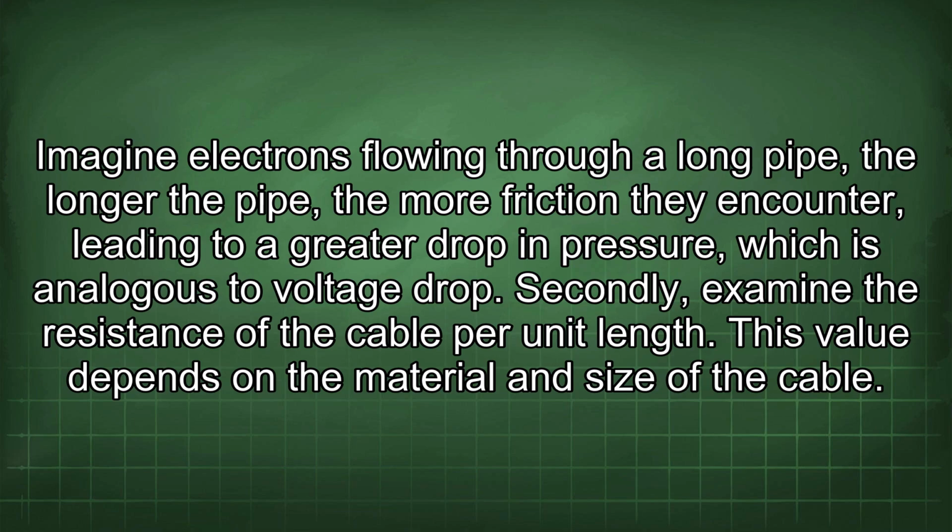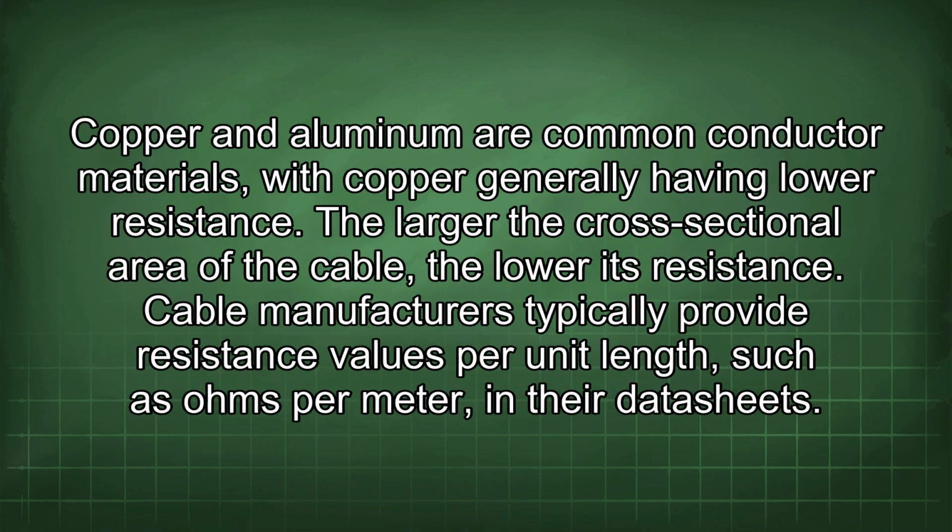Secondly, examine the resistance of the cable per unit length. This value depends on the material and size of the cable. Copper and aluminum are common conductor materials, with copper generally having lower resistance. The larger the cross-sectional area of the cable, the lower its resistance. Cable manufacturers typically provide resistance values per unit length, such as ohms per meter, in their data sheets.